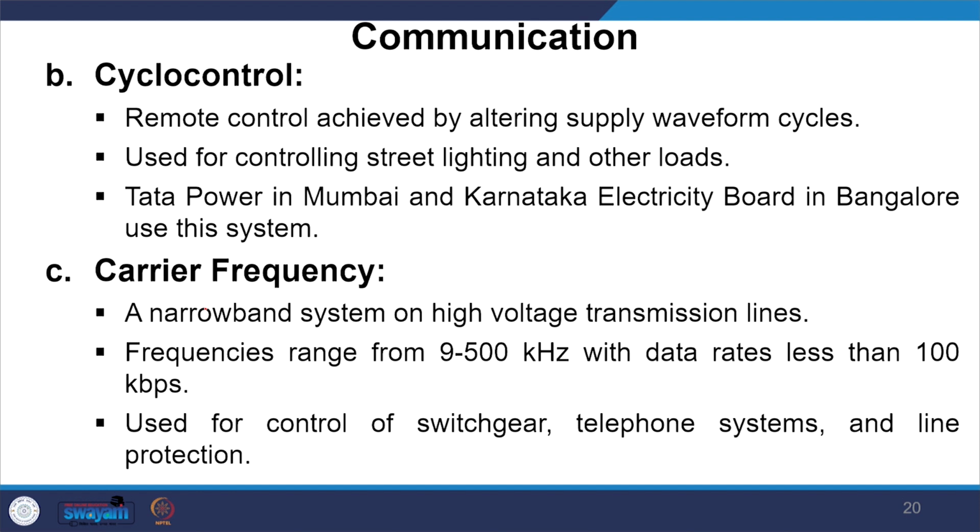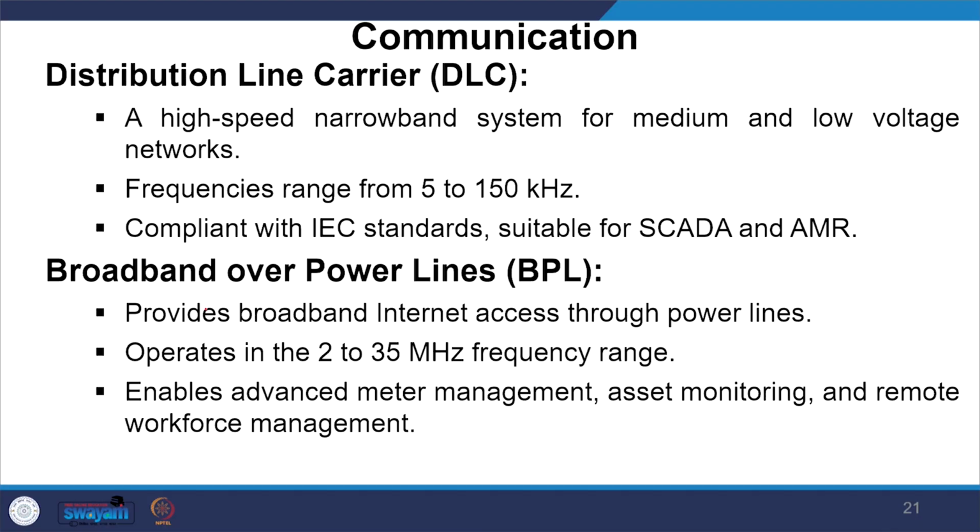Carrier frequency is a narrowband system on high voltage transmission lines. Frequencies range from 9 to 500 kHz with data rates less than 100 kbps, used for control of switchgear, telephone systems, and line protections. Distribution line carrier, DLC, is a high-speed narrowband system for medium and low voltage networks. Frequencies range from 5 to 150 kHz, compliant with IEC standards, suitable for SCADA and AMRs.